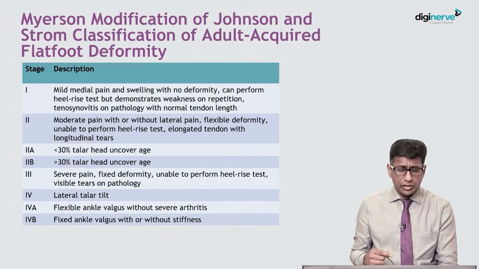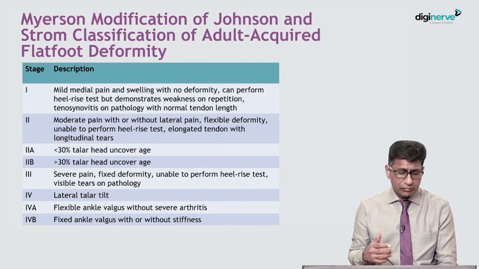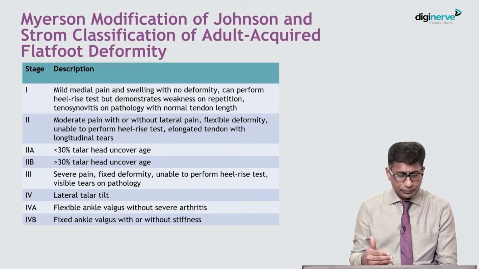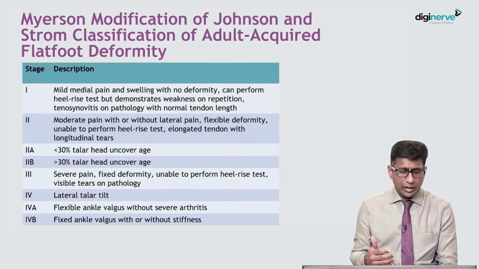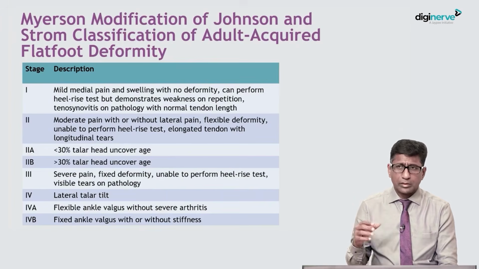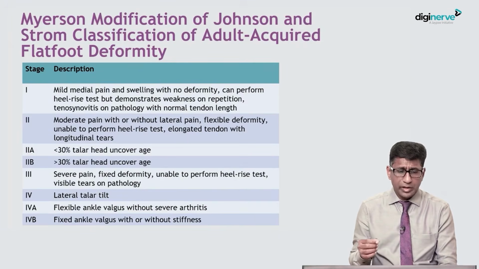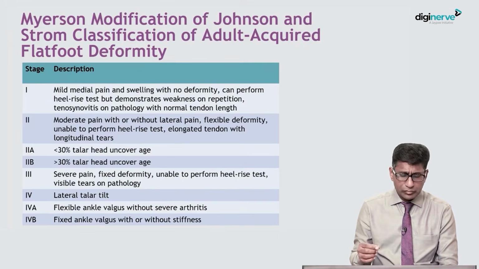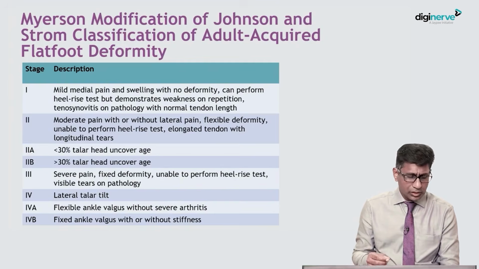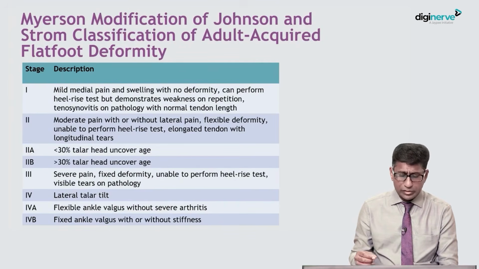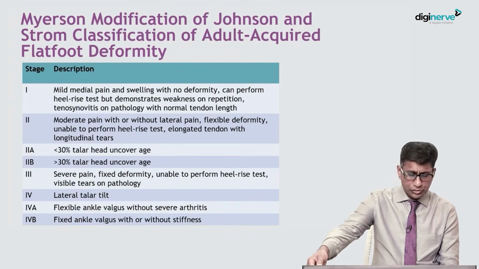When you go to stage 3, the patient will have severe pain and fixed deformity, which means arthritis is established there. In stage 4, there will be a lateral tilt, which means that apart from the subtalar, talonavicular and calcaneocuboid joints, there could be a possibility of arthritis in the ankle joint also. In that, again, 4A and 4B. 4A is ankle valgus without severe arthritis. 4B is ankle valgus with arthritis, with or without stiffness.